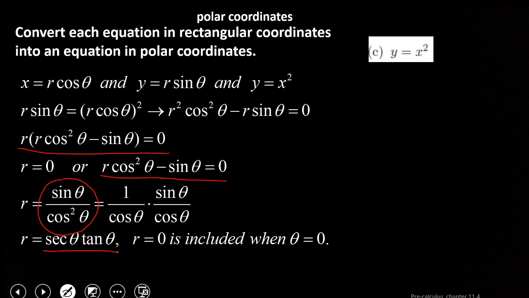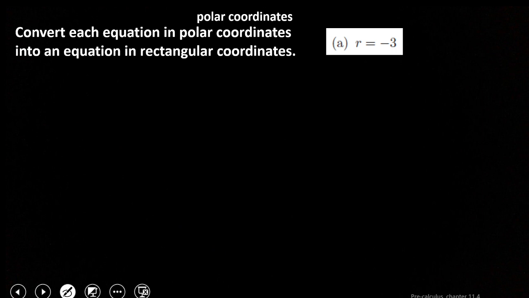Now here we don't need r equal to 0 because it is already included in here. If theta is 0, r is 0, so we don't need it. All right, now what about r equals negative 3?